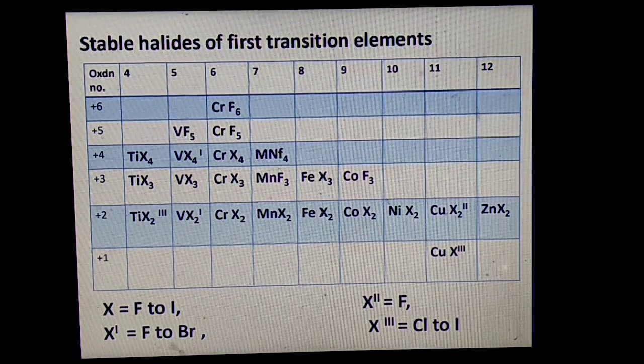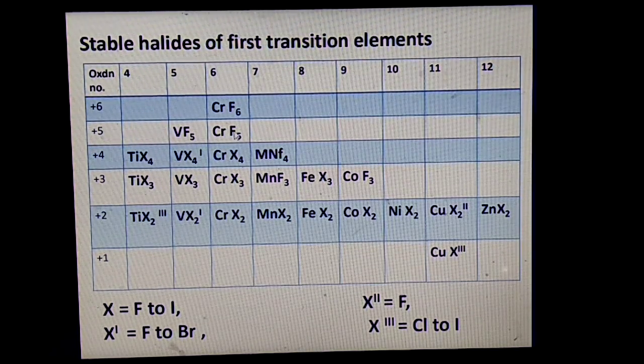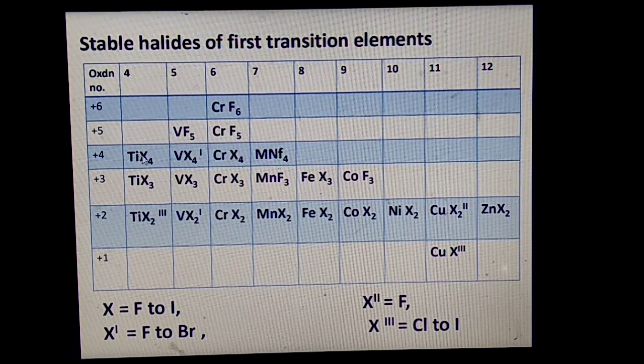Stable halides of the first transition elements: in the oxidation state +6, CrF6; +5, VF5 and CrF5; +4, TiX4 and MnF4. In the +3 state, TiX3, VX3, CrX3, MnF3, FeX3 and CoF3. In the +2 state, TiX2, VX2, CrX2, MnX2, FeX2, CoX2, NiX2, CuX2 and ZnX2, and in the +1 state, CuX, where X is fluorine to iodine.